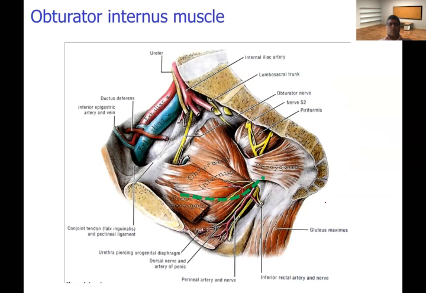So, okay, this is a better diagram from Grant's Atlas. Now you can see this is a sagittal section. You can see the sacrum and the coccyx here. You see the symphysis pubis here. So this is the pelvic brim or the pelvic inlet, and this is the obturator internus muscle here. Obturator internus muscle, and these muscles form the pelvic floor. We will come back to it.